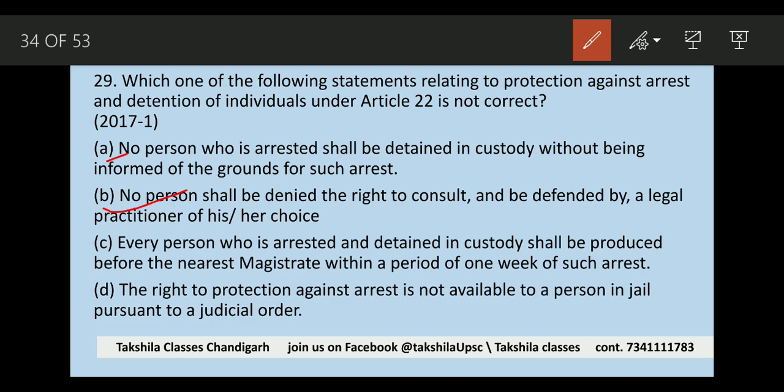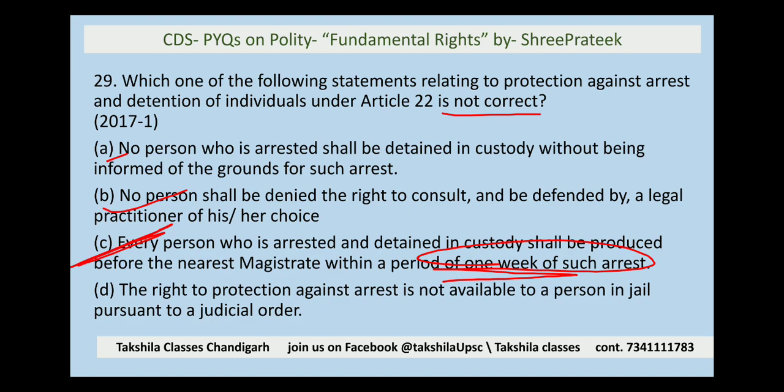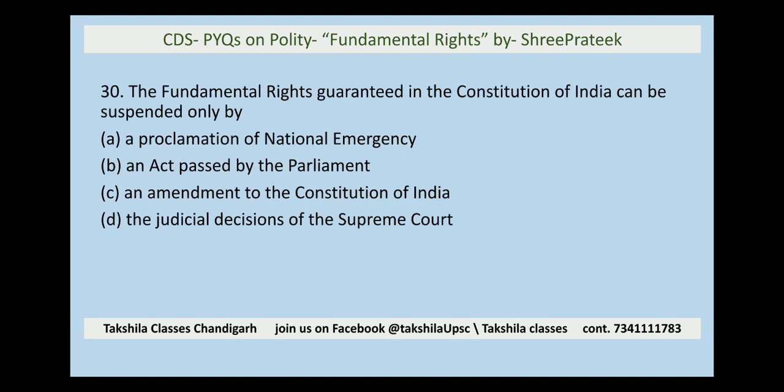Then every person who is arrested and detained in a custody shall be produced within a 1 week. That is wrong. It should be 24 hours. Within 24 hours he is to be presented. तो इसमें पूछा नॉट करेक्ट, तो C ऑप्शन बिल्कुल गलत है. ये बाकी आप याद रखिएगा. आर्टिकल 20 राइट टू प्रोटेक्शन अगेंस्ट अरेस्ट इज नॉट अवेलेबल टू अ पर्सन इन जेल परसुएंट टू जुडिशियल ऑर्डर. बिल्कुल ठीक दोस्त, आंसर होना चाहिए था C ऑप्शन, क्योंकि 1 वीक नहीं 24 आवर्स है इसका.